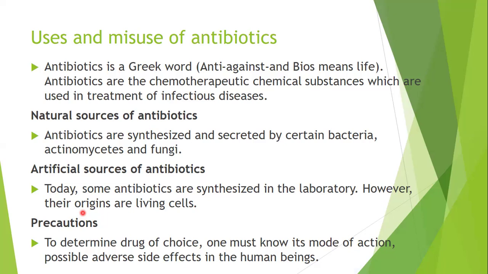There are various sources of antibiotics. Number one, the natural source of antibiotics. In this case, the antibiotics are synthesized and secreted by certain bacteria, for example actinomycetes, and fungi. In the case of artificial sources, nowadays some antibiotics are synthesized in the laboratory. However, the origins are living cells. The precaution to take with antibiotics is to determine, first of all, the drug of choice. We must know its mode of action and possible adverse effects that cause different types of diseases and affect some other metabolic functions.